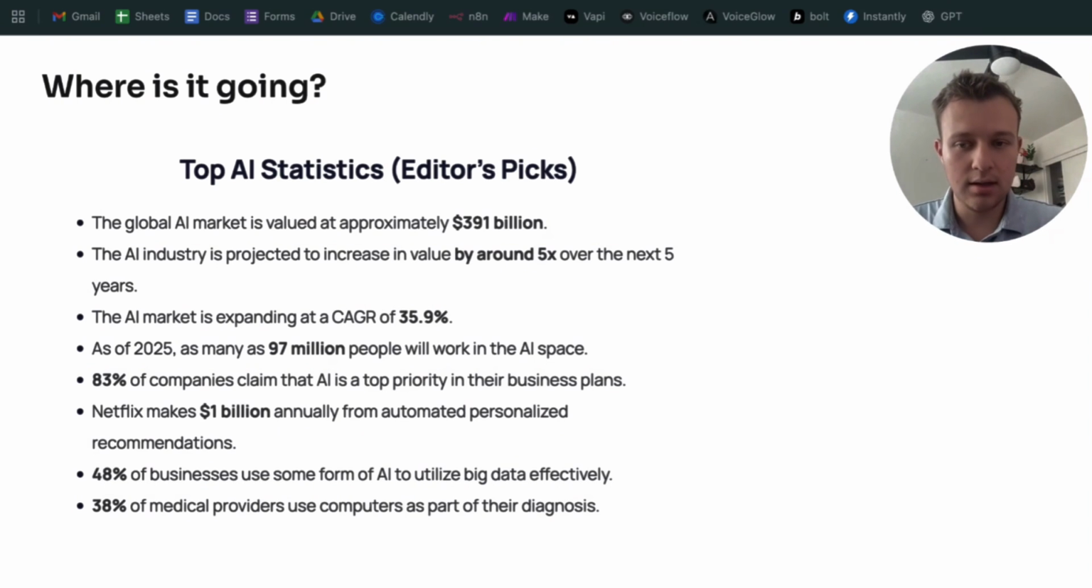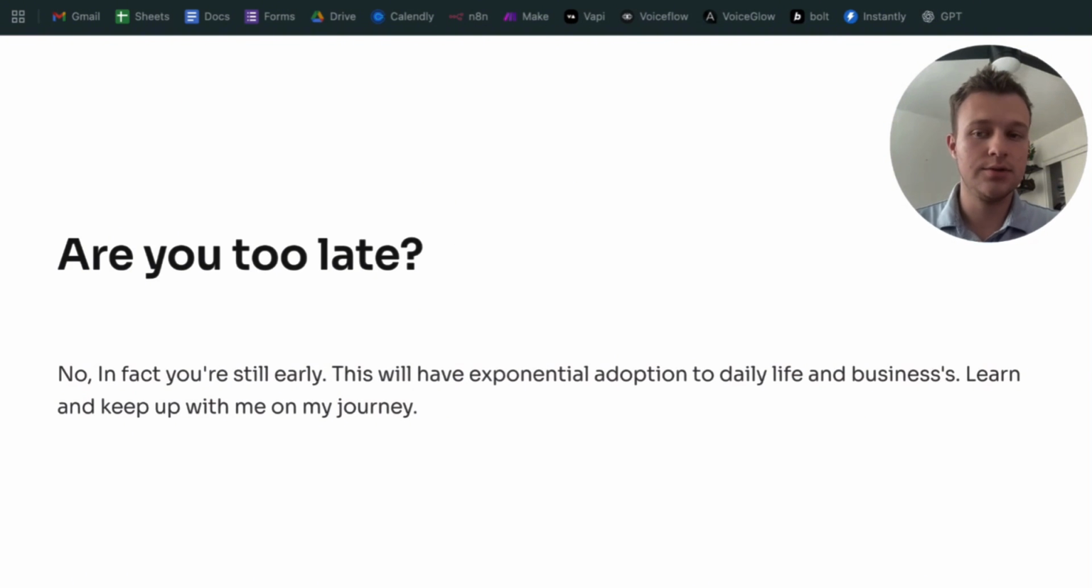And 38% of medical providers are using computers as part of their diagnosis. I'm not sure if you guys have seen the video of the robot literally performing surgery on people, but there are people that are learning from the machines already with medical and doctorate degrees. So it's already pretty good. And so you can see how it's really going to just compound and exponentially grow over these next couple of years.